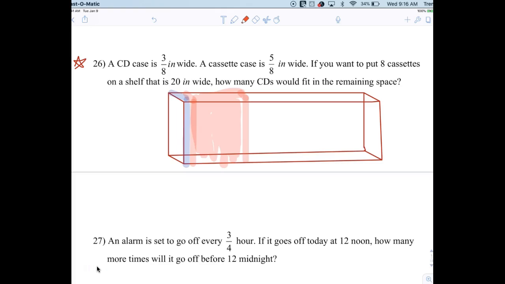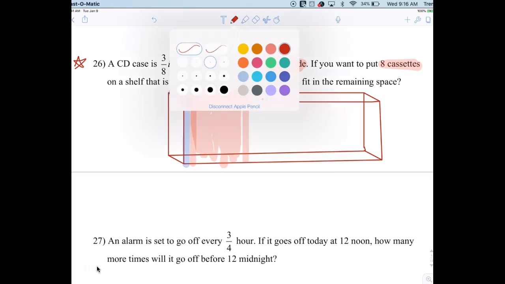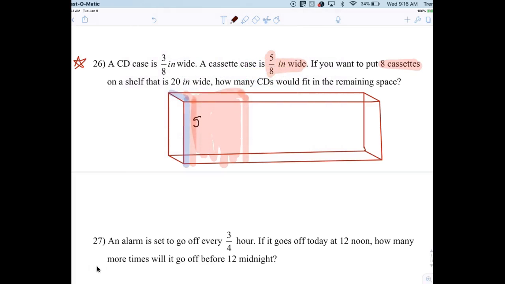Listen up, please, guys. Each cassette was 5/8 inches wide, right? And we just put 8 of them on the shelf. So I want everybody to make sure they just did 5/8 times 8. Did I agree with that? And 5/8 times 8 would be 5 inches. So I've used 5 inches. Did I agree with that?